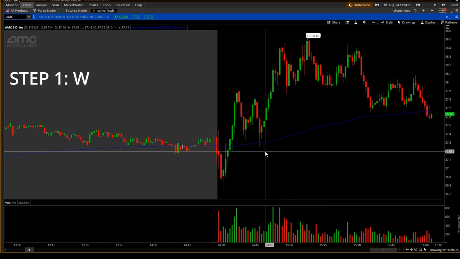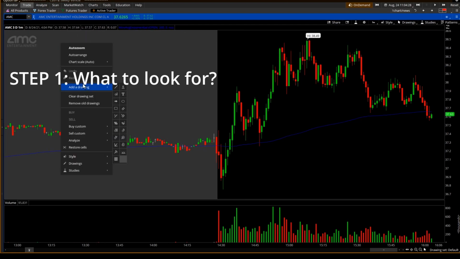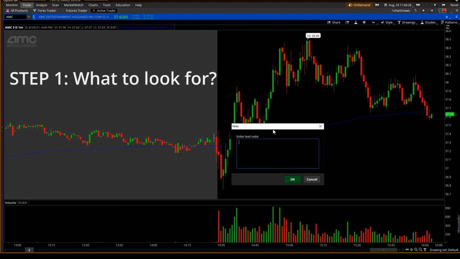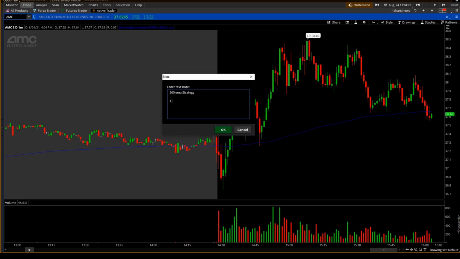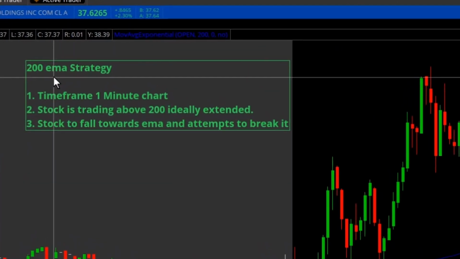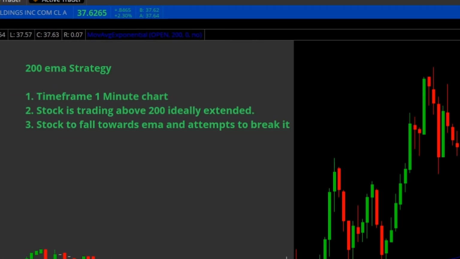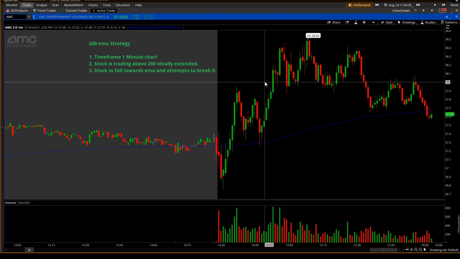Right, so let's talk about the setup. On this setup, I have a few rules. I'm going to write these rules down so you can take some notes. Right, so our 200 EMA strategy. First rule, time frame should be 1 minute. As you can see, 1 minute, guys. I use 1 minute on this setup always. I have tried it on 2 minutes and 5 minutes as well. They both work, so it depends what sort of time frame you like.